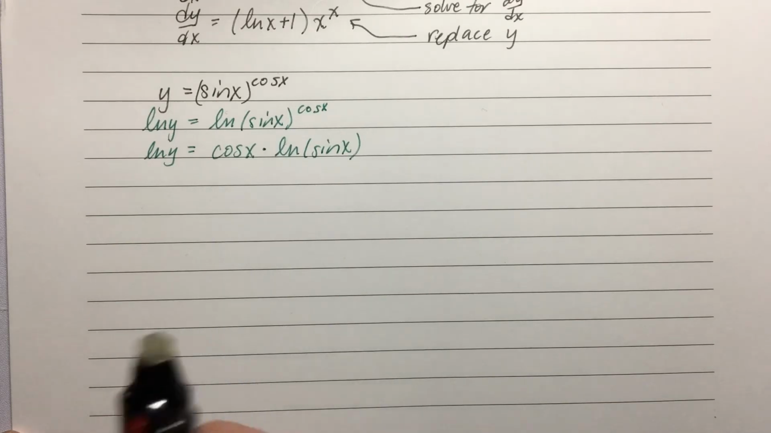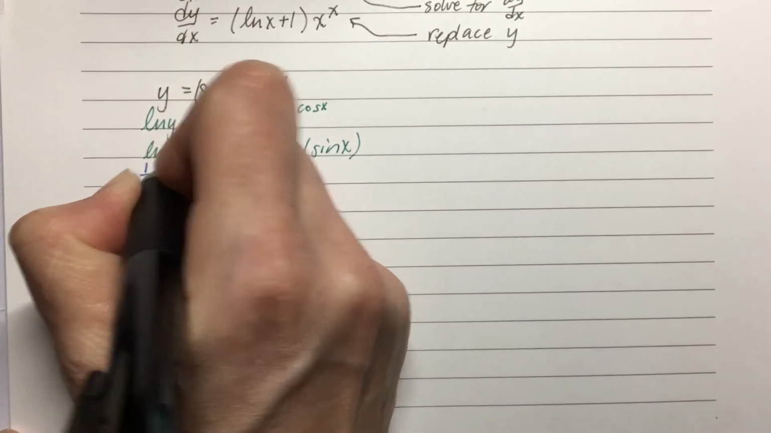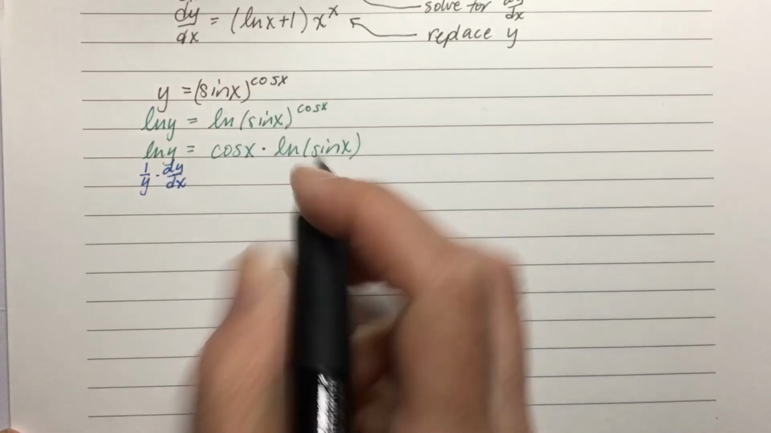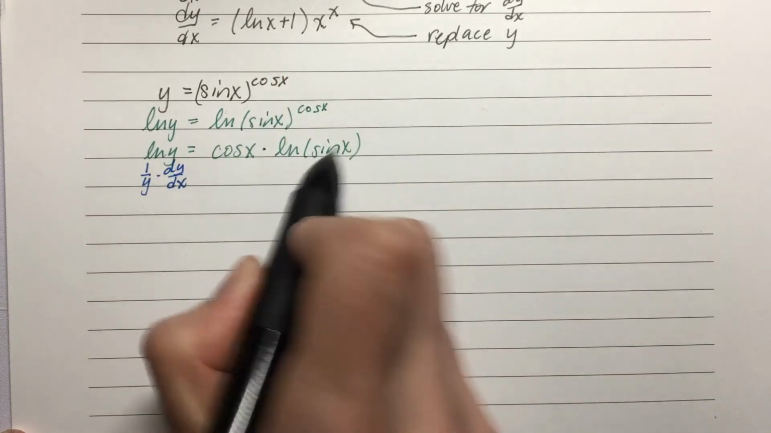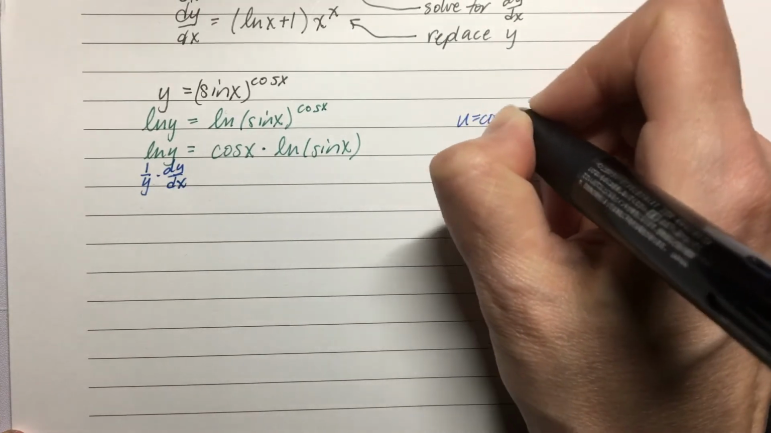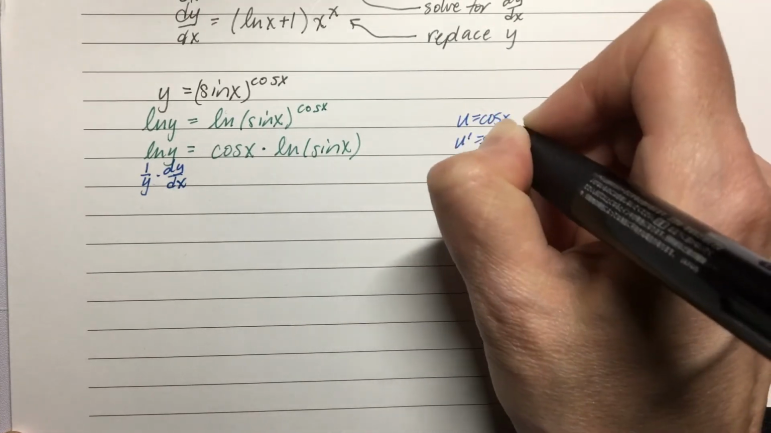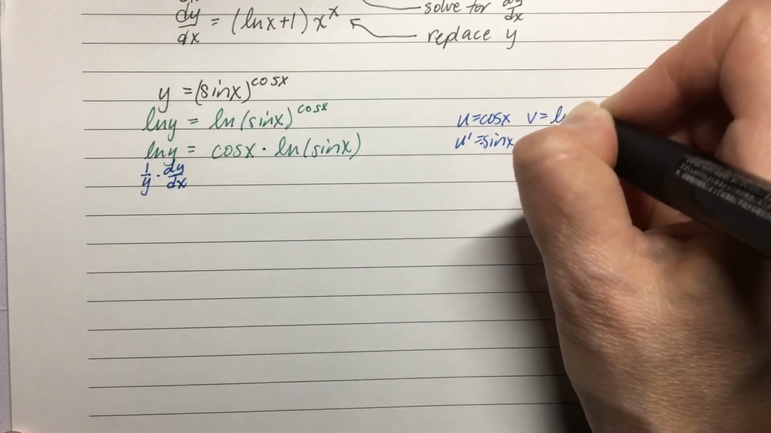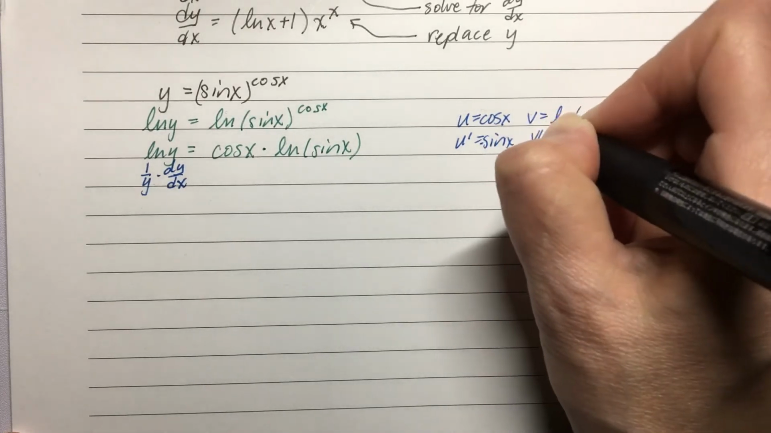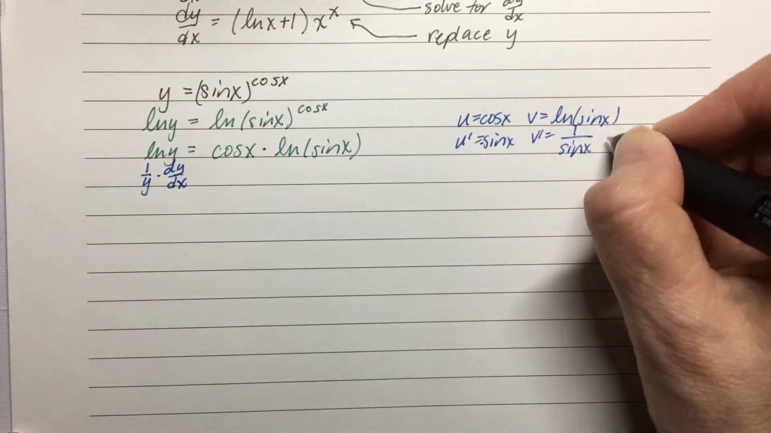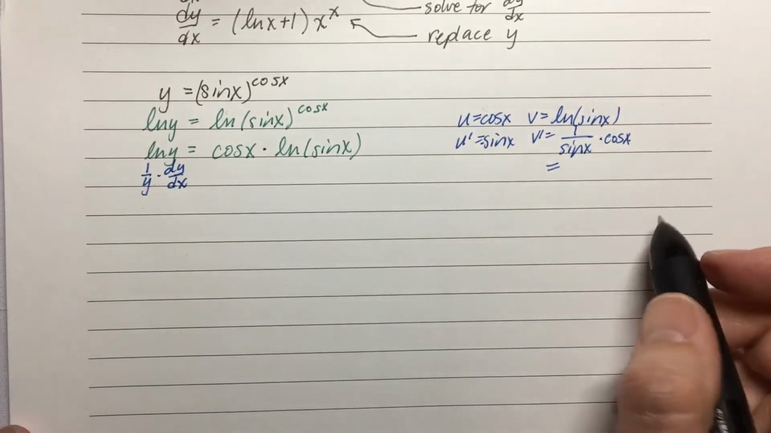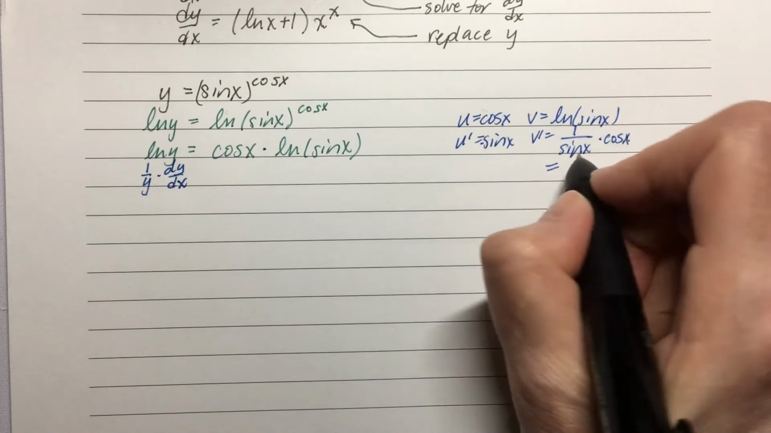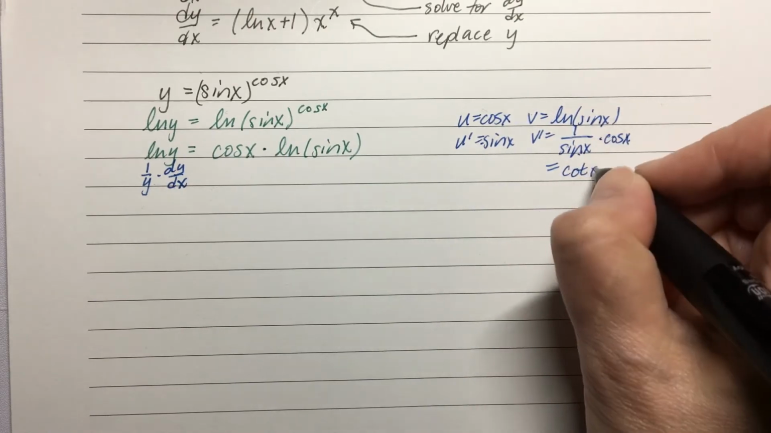So we do that. Then we derive both sides, so on the left we get 1 over y times dy dx. You're going to have that practically in your muscle memory because you're going to do it so often. And then once again we have to product rule this, so I'm going to go ahead and write down my u is cosine x, my u prime is negative sine x, v is natural log sine x, v prime is 1 over sine x, and then remember chain rule, so cosine x. And then I'm going to clean that up because I would prefer to write less than more. Remember that cosine x divided by sine x is cotangent x.